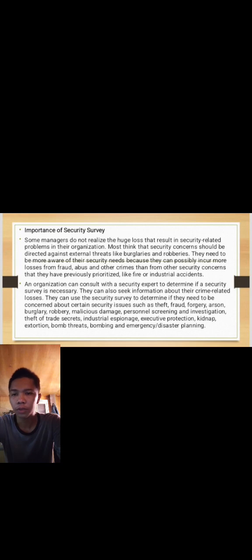So, this is the importance of security surveys, addressing common misconceptions and outlining the range of security issues they can address. So, the scope of a security survey helps determine if an organization needs to be concerned about various security issues, including theft, fraud, and forgery, or anything else.